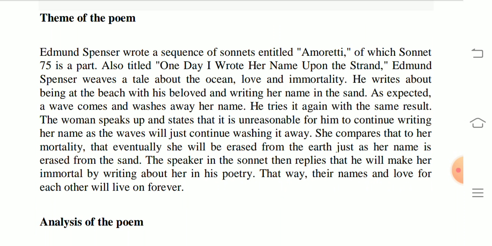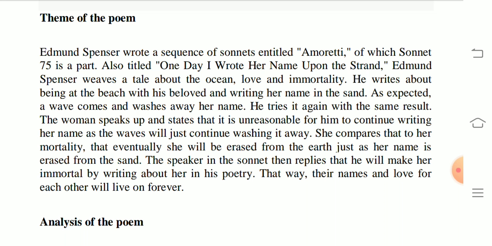She compares that to her mortality, that eventually she will be erased from the earth just as her name is erased from the sand. The speaker in this sonnet then replies that he will make her immortal by writing about her in his poetry. That way, their names and love for each other will live on forever.